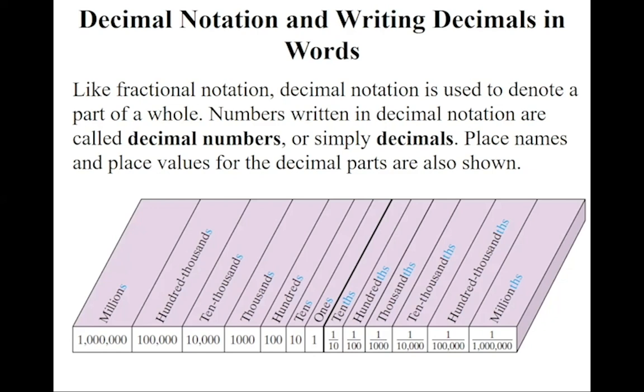Tens meant 10 ones. Tenths means 1/10 of a one. Hundreds means 100 ones. Hundredths means 1/100th of a one. So now that we have our new place values, we're able to write or read decimals in words.